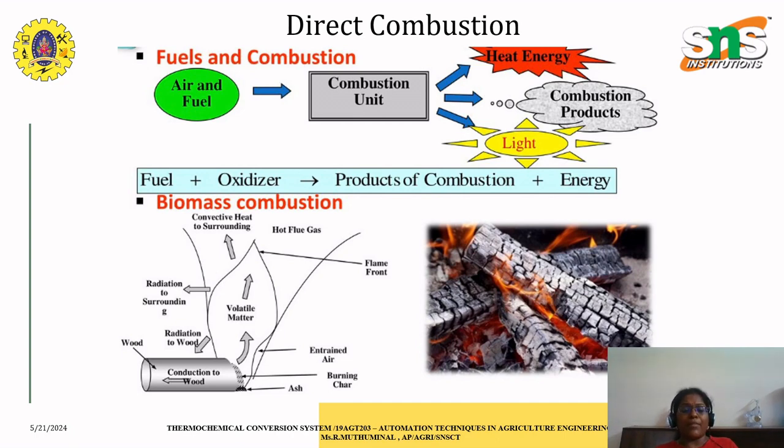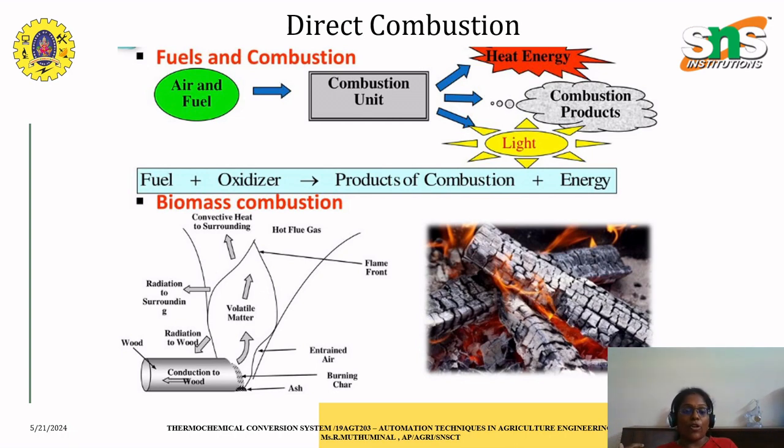Here the fuel and combustion play a major role, where the air and fuel are fed into a combustion unit, and the resultant from the combustion unit will be the end products: heat, combustion products and light. This fuel will give us a product of combustion along with energy. So this is what happens when the combustion takes place directly.